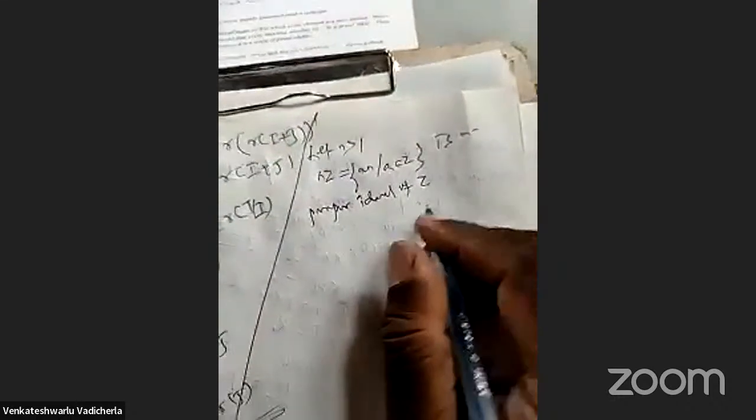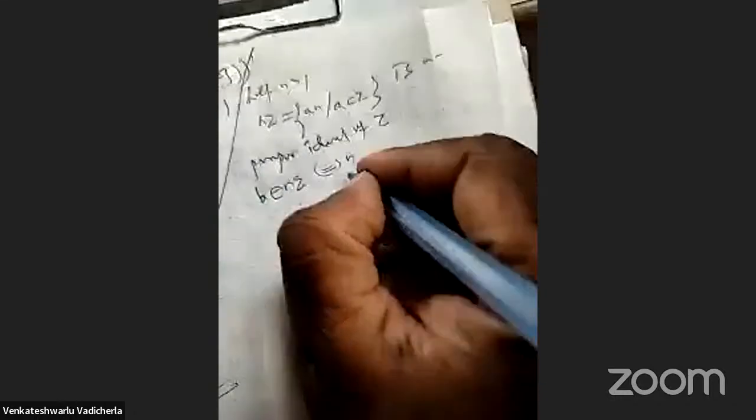Let n be greater than 1. Then nZ is equal to {an such that a belongs to Z}, a proper ideal of Z. For any b belonging to Z, b belongs to nZ if and only if n divides b. So nZ is a prime ideal.